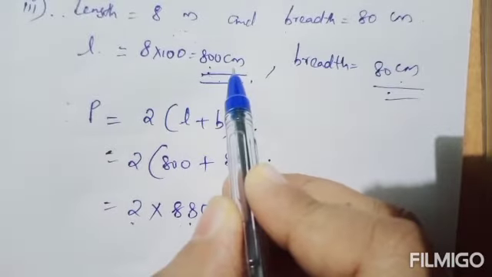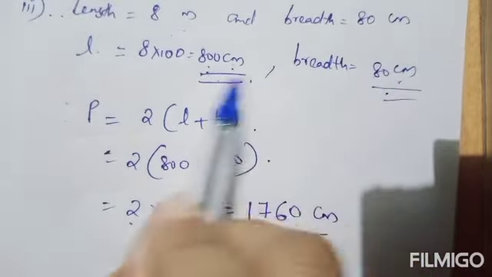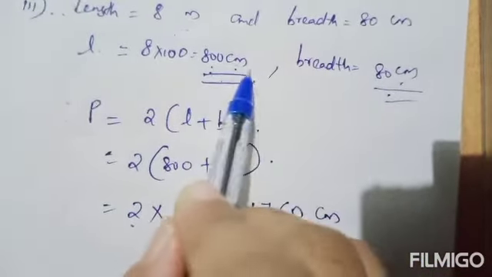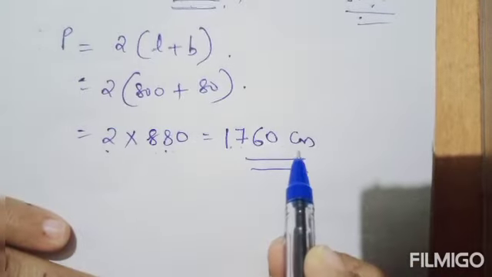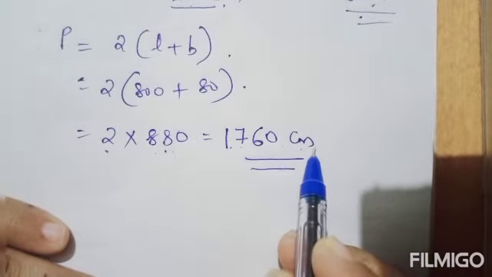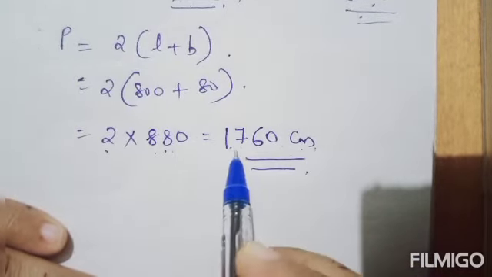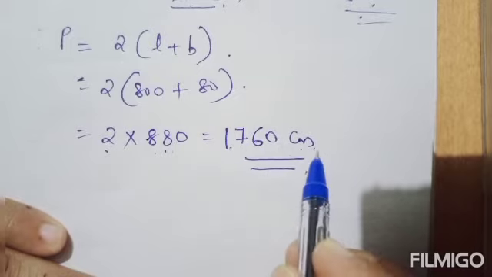Now here we take the unit centimeter. Both length and breadth are in centimeter, so for the perimeter, the unit will be centimeter. So the answer is 1760 centimeter.